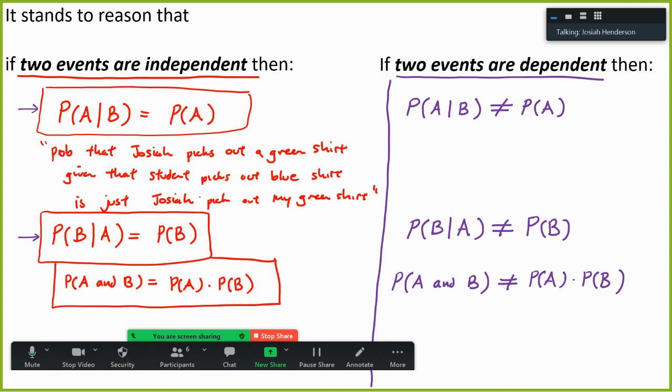The purple ones on the right for dependent are not as intuitive. However, because they're the exact opposite for dependent events, that's true because if it's not independent, they must be dependent. And that means these equal signs are all not true for the dependent cases. So make sure you have this table in your notes. The red stuff for independent cases and the purple for dependent cases.